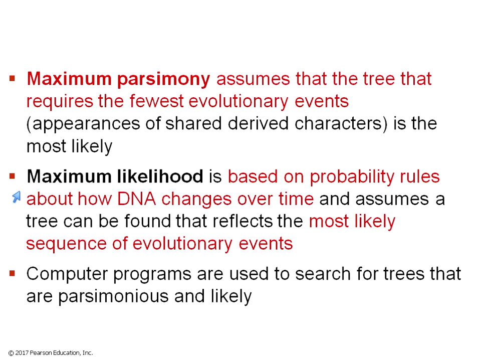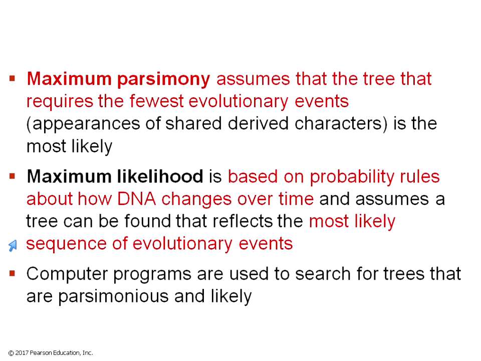Maximum likelihood is based on probability rules. And this is tied in with how DNA is going to change over time. So they look at the most likely way to get a sequence of evolutionary events. Now, which one's correct? Maximum parsimony or maximum likelihood? And the answer is both. So you use a computer program to help you build these trees, and it's going to give you different projections on what that tree could be based upon the data that you have.